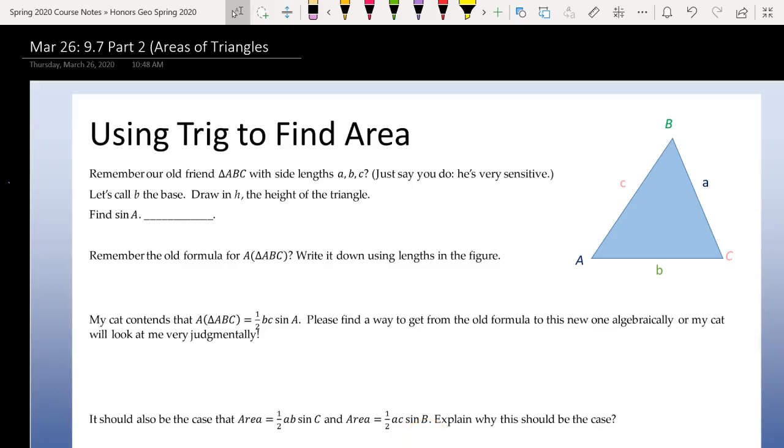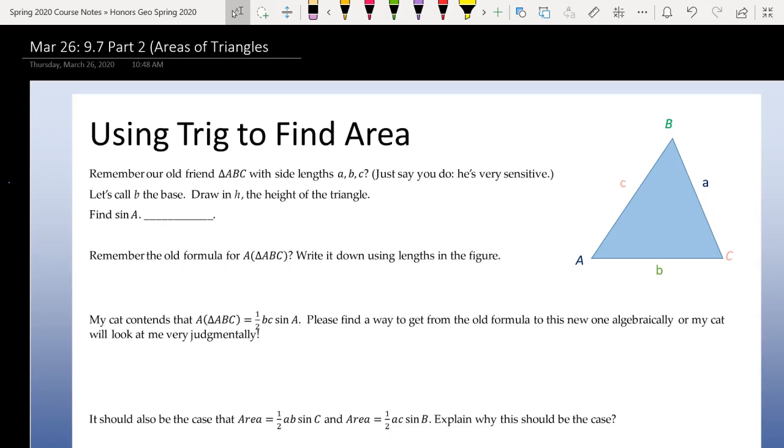Welcome back everybody to part 2 of the 9.7 video series. We're on our way to being able to solve all triangles, not just right triangles. But an intermediate step that I'd like to take a look at, mostly because it's pretty cool, is that we can actually use trigonometry to find the area of any triangle.